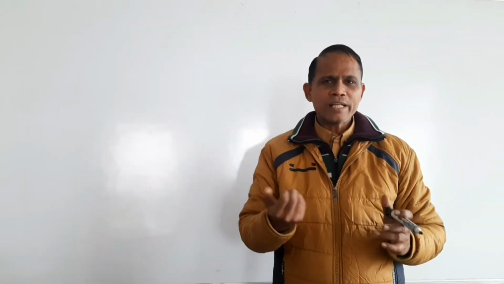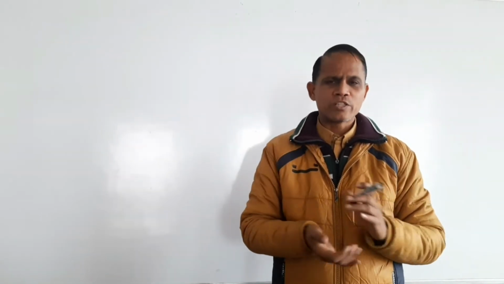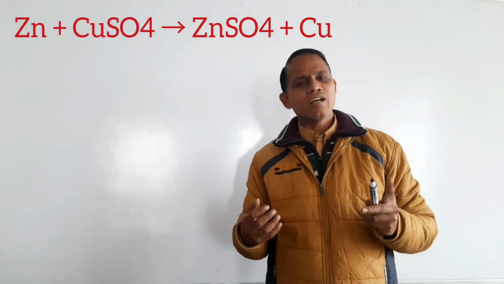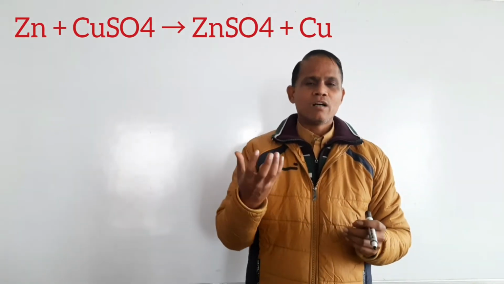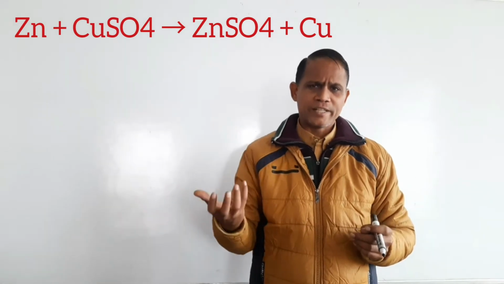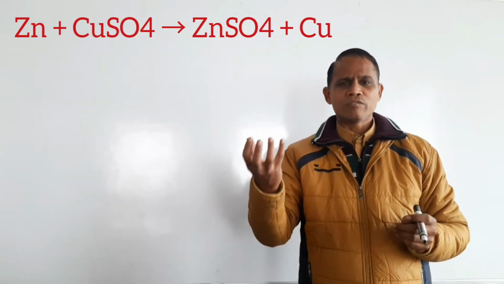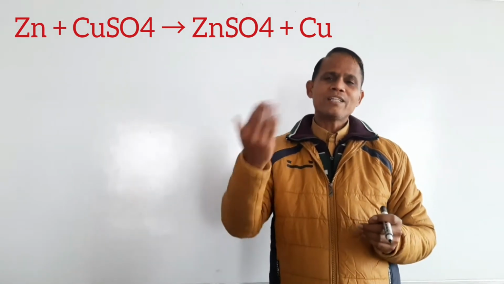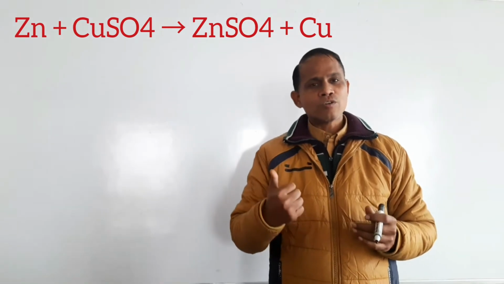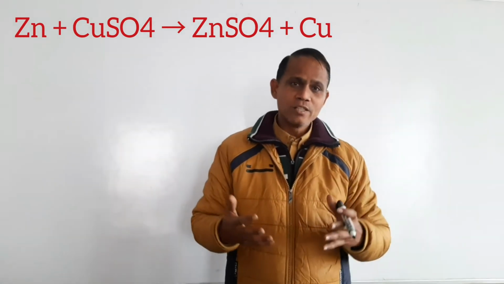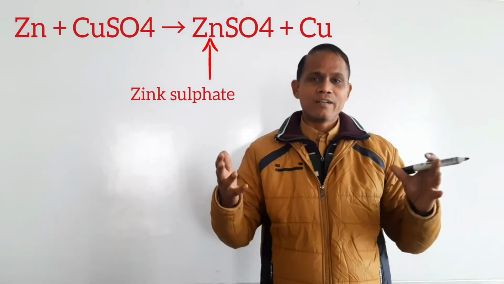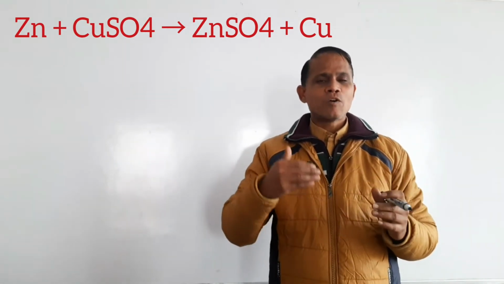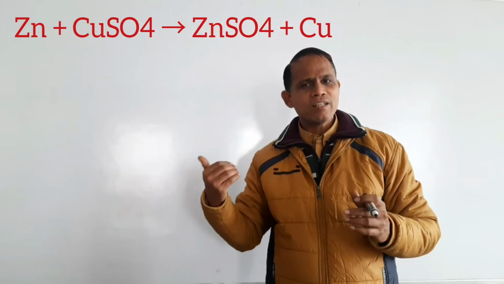So that is there. Similarly, student, if you use magnesium granules or zinc granules, in that case again the same process will take place. A reddish brown or brownish red color will be there on these granules and the solution will become colorless. Why does the solution become colorless? Because of the formation of zinc sulfate, which is colorless. So in this way the copper is being displaced by zinc and iron.